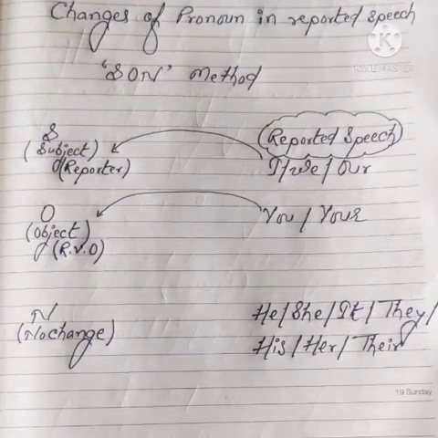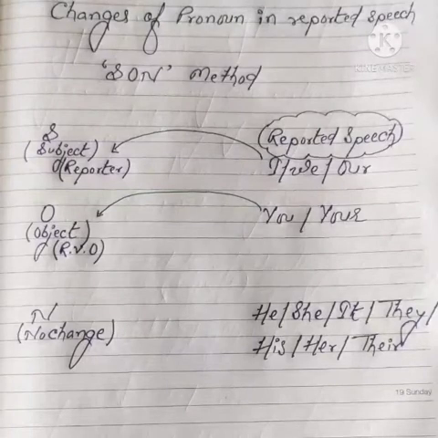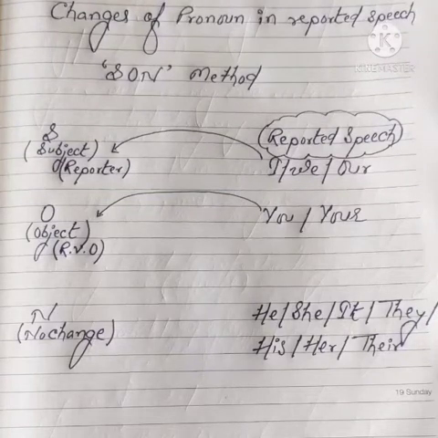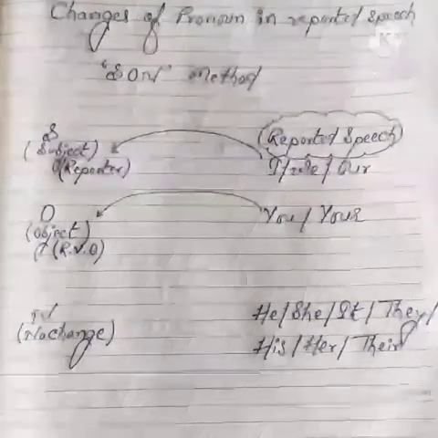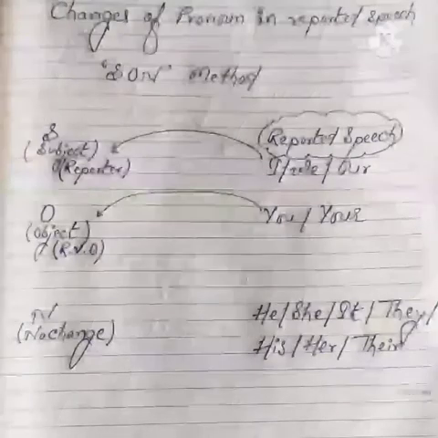So in this page, you are going to look at the changes of pronoun in reported speech. As I told you in the previous page, there is a method or a formula which is known as the SUN method. So let's discuss what the SUN method is. As you can see, I have written on the right hand side of the page: reported speech.